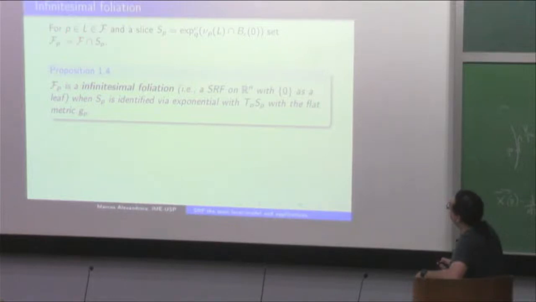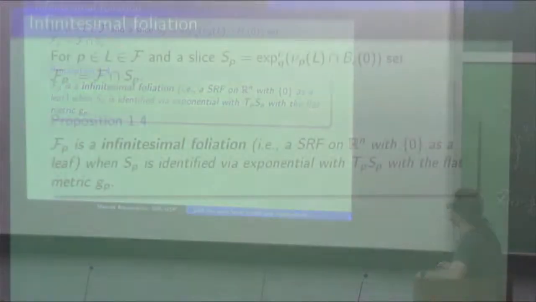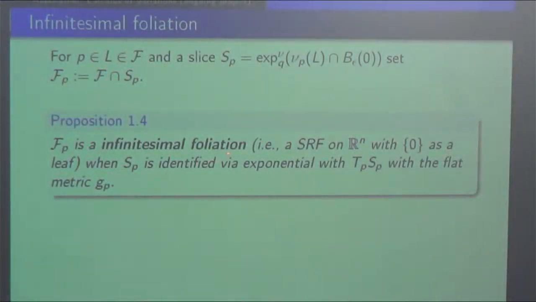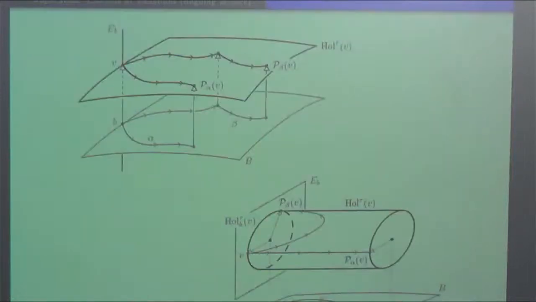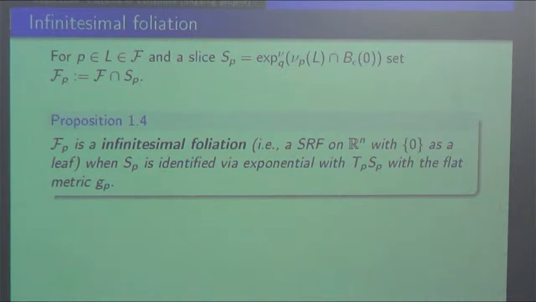Given a point P, we call a slice S_P the normal exponential map of the normal bundle of L. F_P will be just the intersection of your foliation with the slice. And this F_P is called an infinitesimal foliation. It turns out to be a singular Riemannian foliation with respect to the metric g_P, if you identify S_P via the normal exponential map with the tangent space. Okay, so that was in fact the case. Here we see a partition of a vector space into orbits of an isometric group. So this is the first example. This is why your foliation is Riemannian here. And this is a result that is already in the book of Molino.